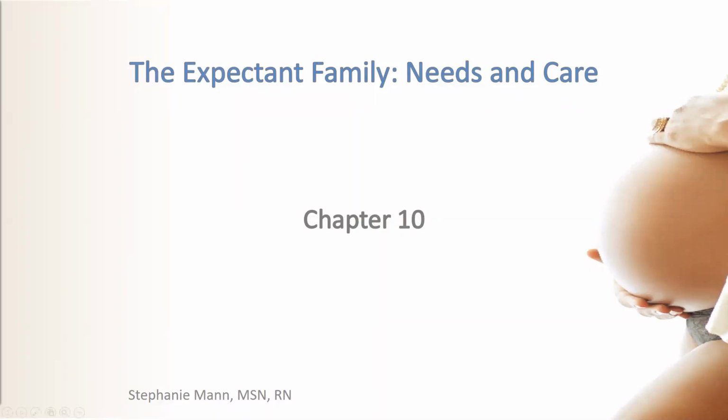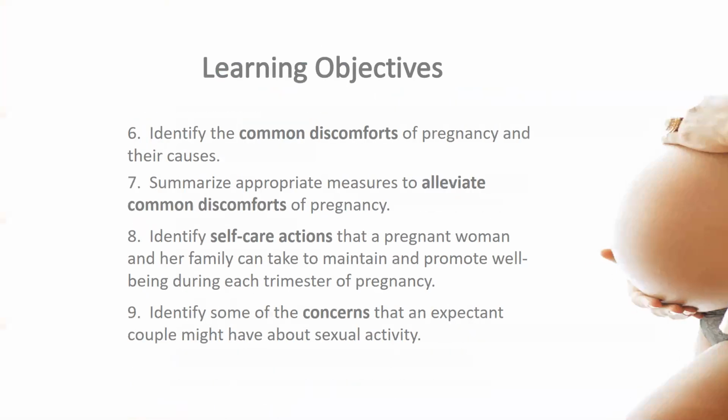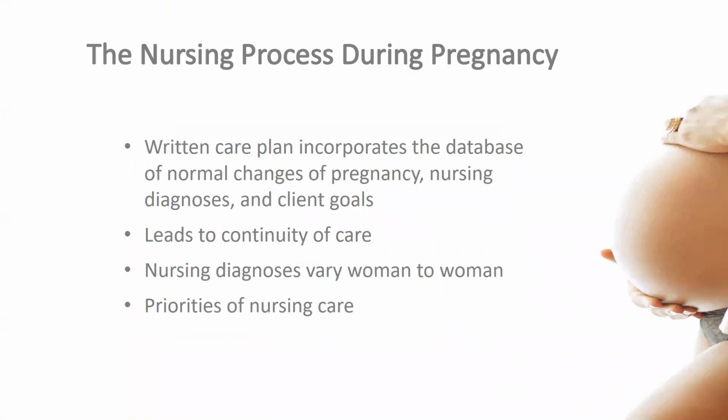Chapter 10, the expectant family needs and care. The nursing process during pregnancy. A written care plan or plan of care will include the database of normal changes of pregnancy, the nursing diagnosis, along with the client goals. This leads to continuity of care. Nursing diagnosis will vary among women to women.